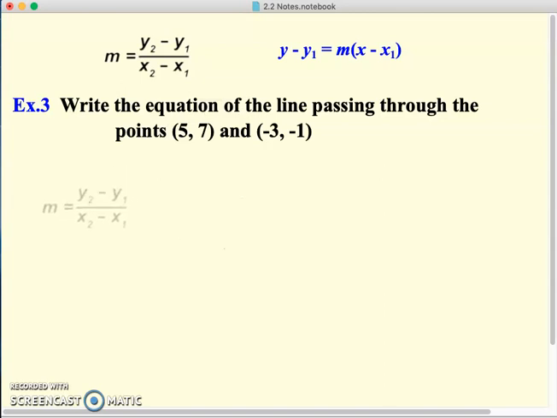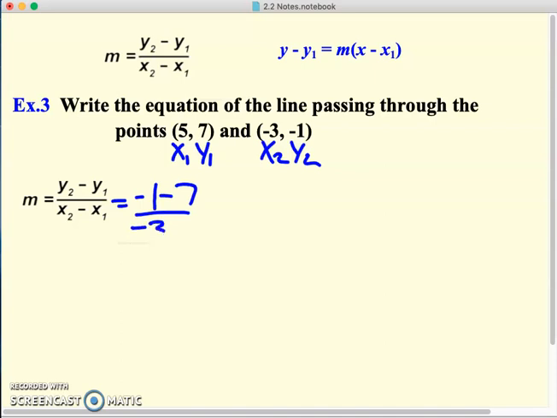But we should know how to calculate that. This is not a new concept for you guys. So we're going to go difference in the y's over difference in the x's. Which one you call the first and second point doesn't really make a difference. I'm just going to go in order across the page. So when I go to plug in and do my slope, negative 1 minus 7, negative 3 minus 5, that's negative 8 over negative 8, which is actually a slope of 1.